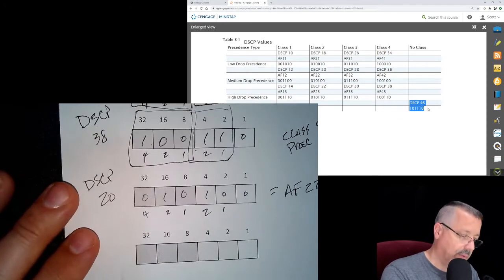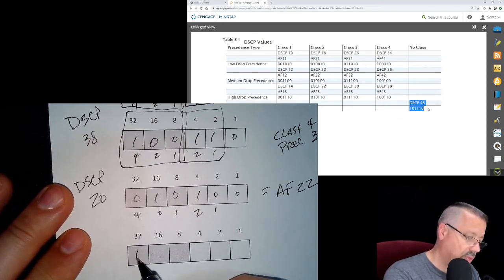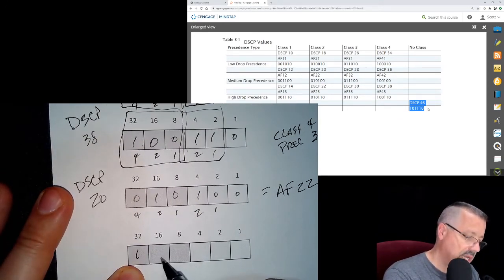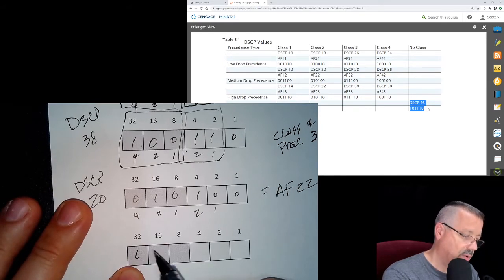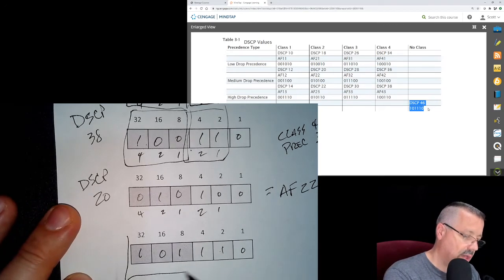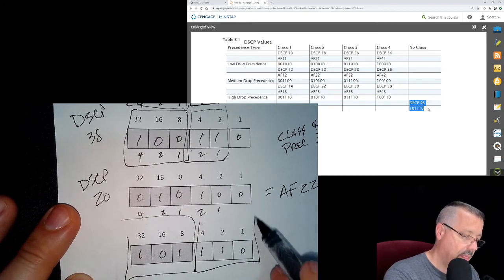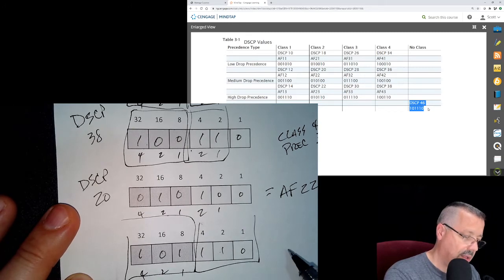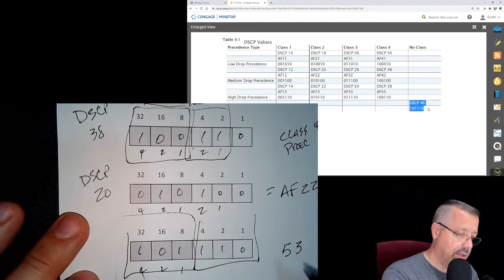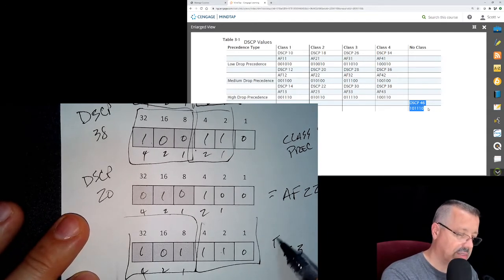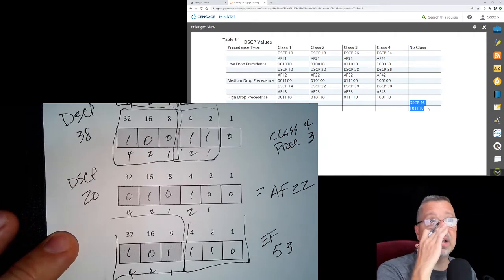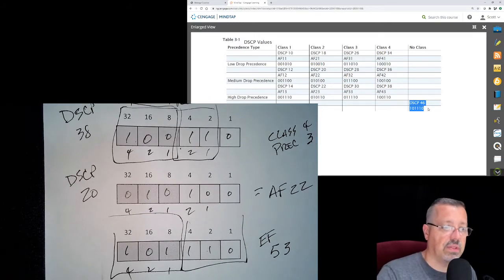What would 46 be? 46 would be 32 and 14. Right? 30, 40, yeah, and 14. So it'd be 8 and 12 and 2. So that would be 1, 2, 4. Class 5, precedence 3. So that should be a 53, but it's usually classified as EF 53 instead of AF 53 because it's expedited forwarding instead of normal forwarding.